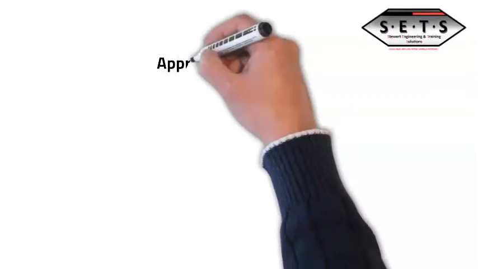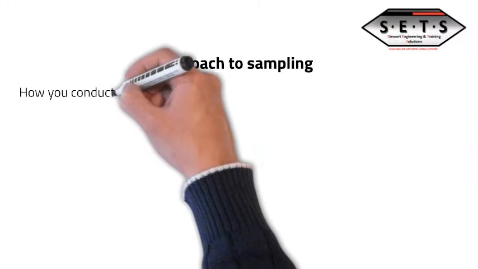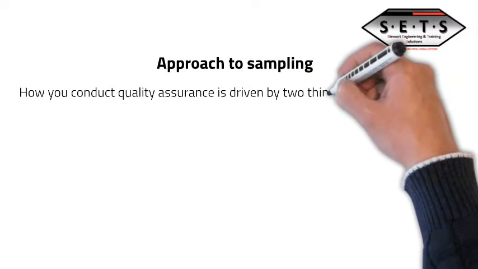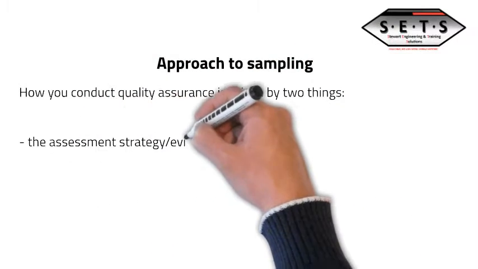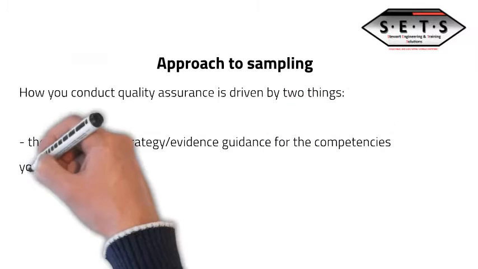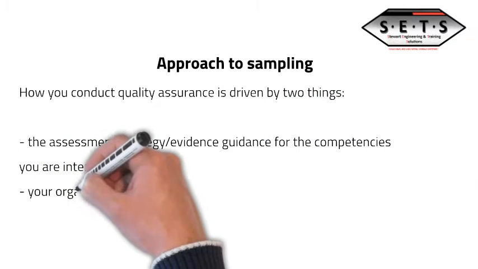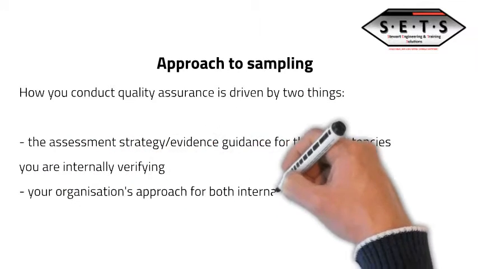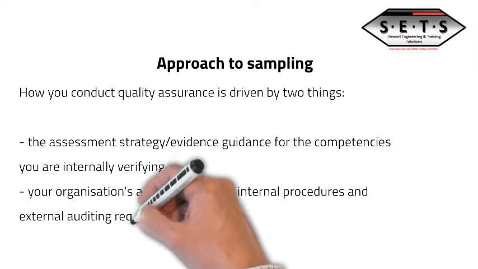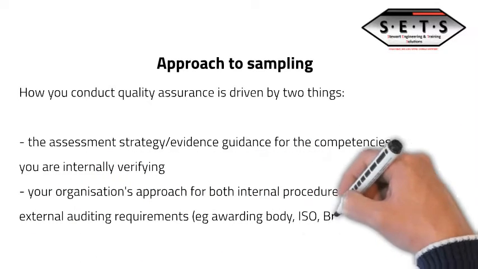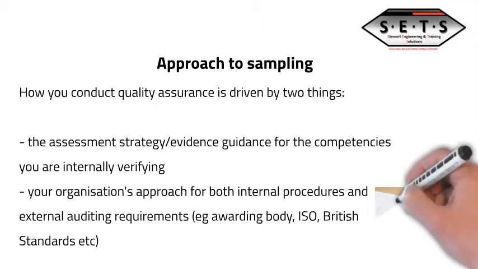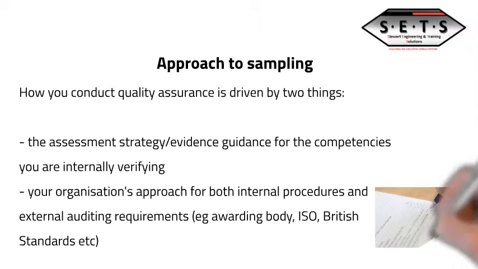So what else dictates your approach to sampling? Besides the risks already discussed, you also need to consider the assessment strategy and evidence guidance for the competencies you are internally verifying. You also need to know and follow your organisation's requirements and processes for both internal procedures and external auditing requirements, such as the awarding body, ISO, or British standards.